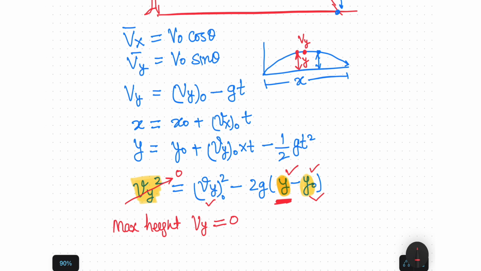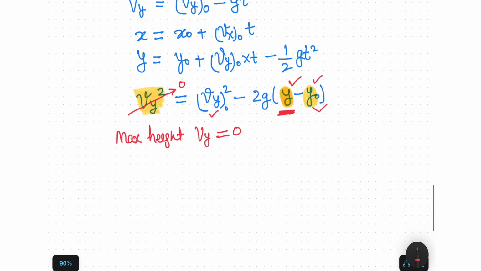And we have a very important concept here, one of the most important principles in projectile motion. We say that horizontal and vertical motions are independent of each other. The x motion and the y motion are completely independent. This means that horizontal motion does not affect the vertical motion, and vice versa.